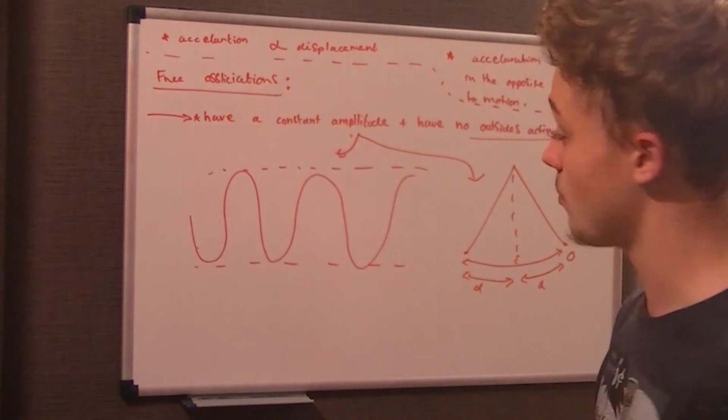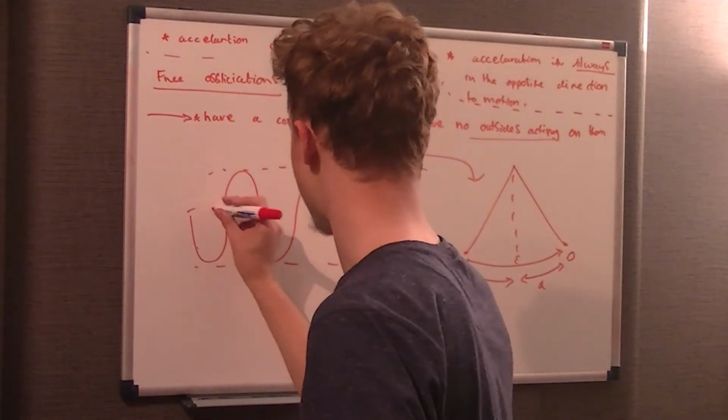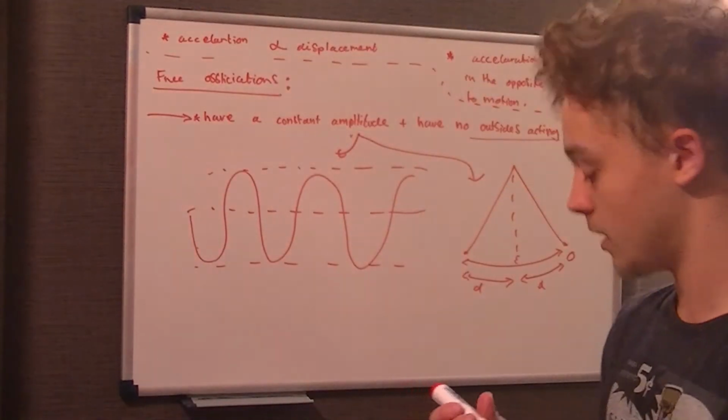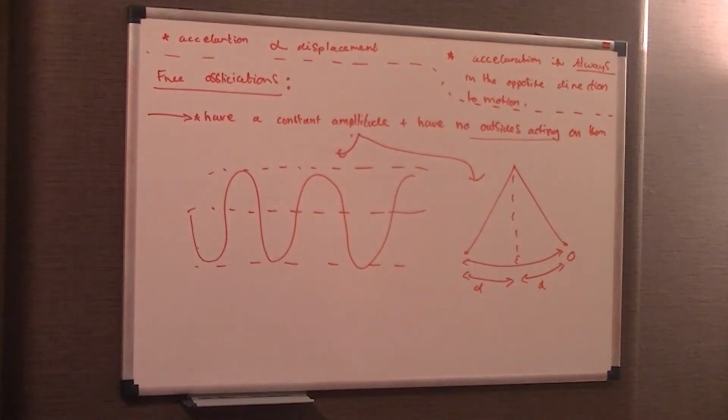So that's it in terms of the sine wave, which we can relate to this idea of simple harmonic motion. I'll move out of the way so you can copy the diagrams down if you want to. Those two diagrams are just examples of constant amplitude, which leads to the two factors of free oscillations: they have a constant amplitude and there's no outside forces acting on them. What we mean by no outside forces is I'm not pushing on the ball.